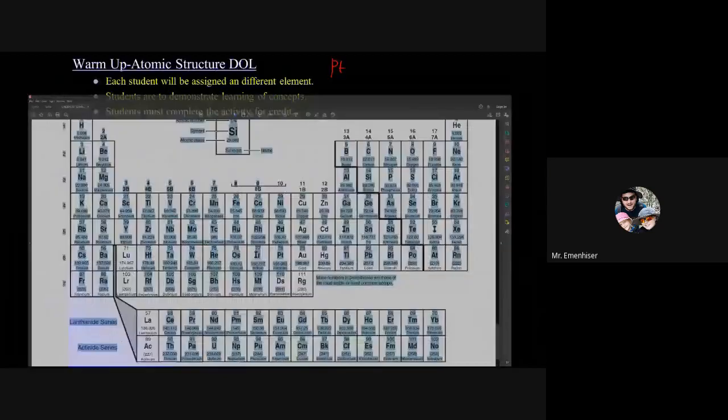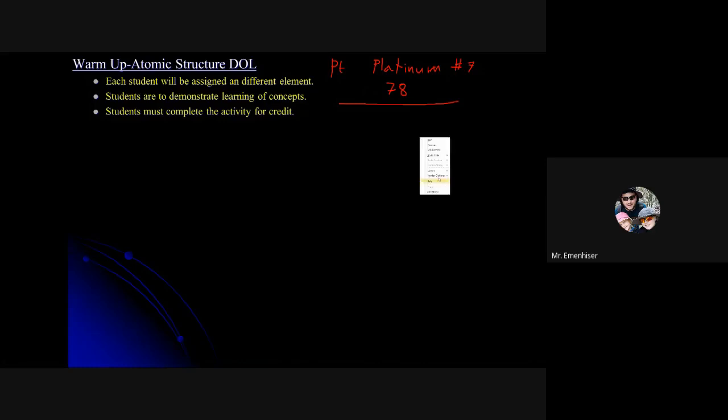78. Platinum. Make sure I spell it right. Platinum. Number 78. Come on now. Why are you not working? 78. Maybe it doesn't work over there. Okay. So there's the information on our element. Erase this. Okay. So platinum has element 78.